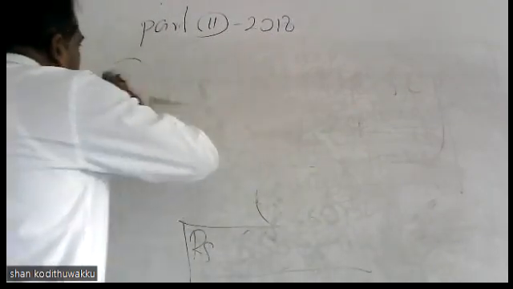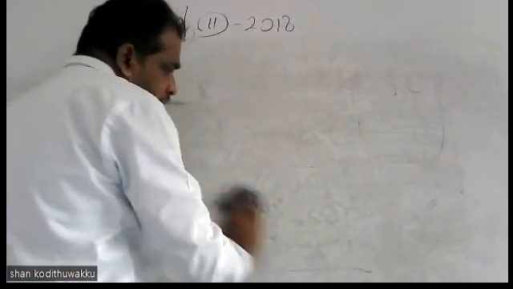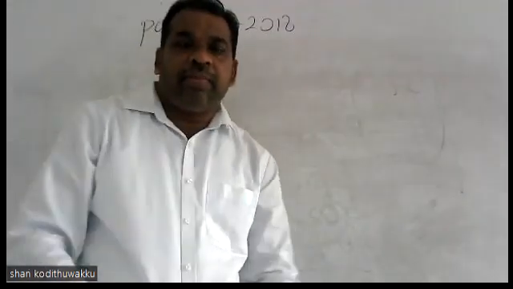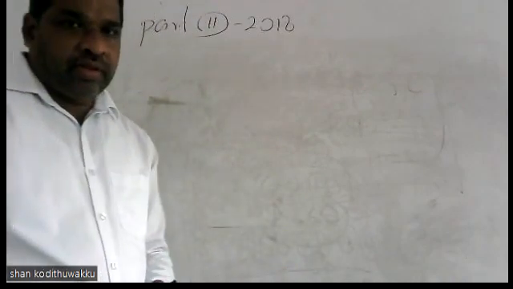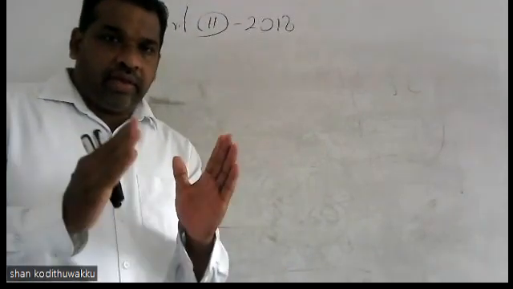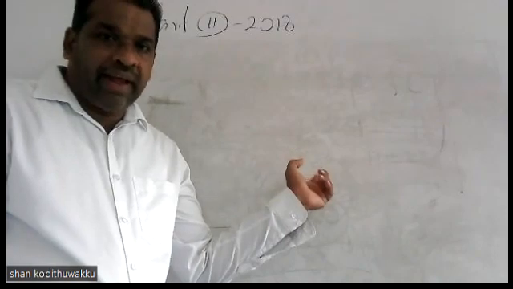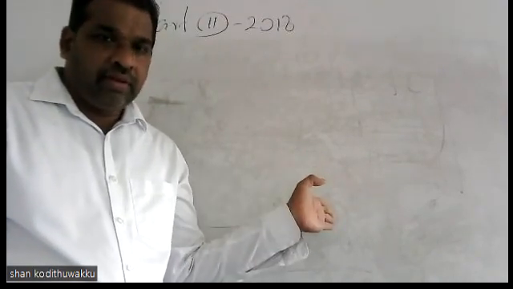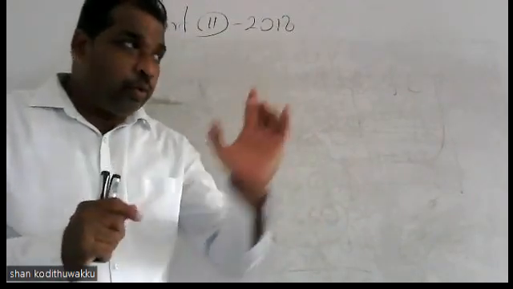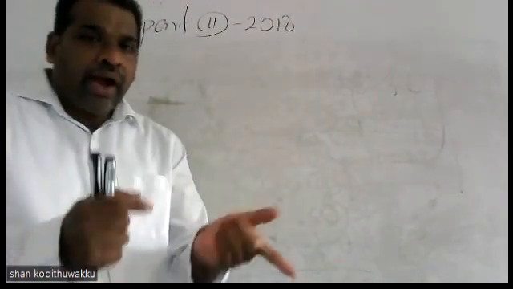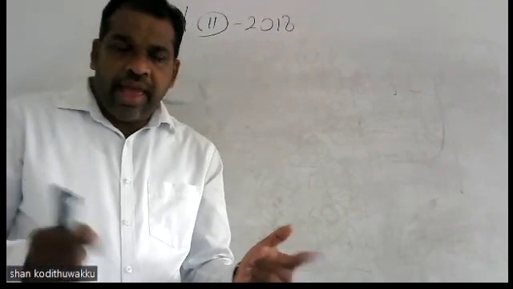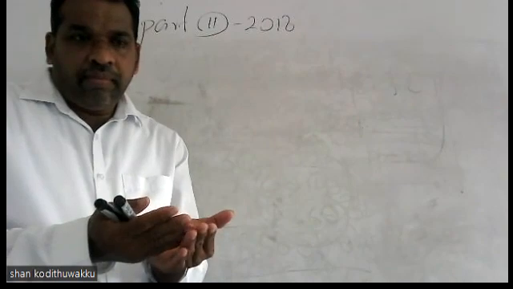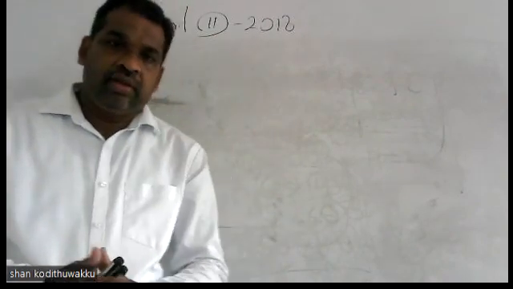Then part D, we are asked to calculate consumer surplus and producer surplus. What is consumer surplus? In the market we have an equilibrium price and quantity. Consumers have to pay that price, but consumers are ready to pay the highest price. Because of market equilibrium, they have a chance to pay a lower price, and that is called consumer surplus.